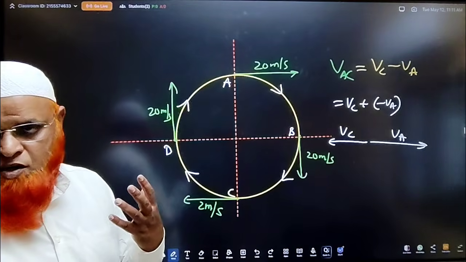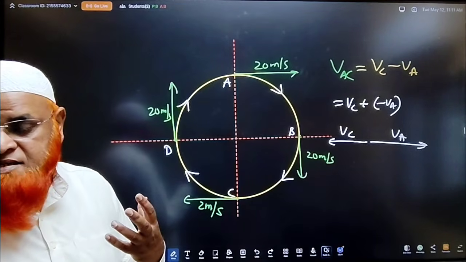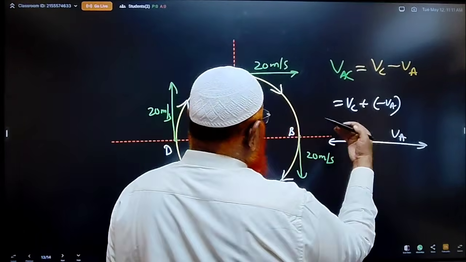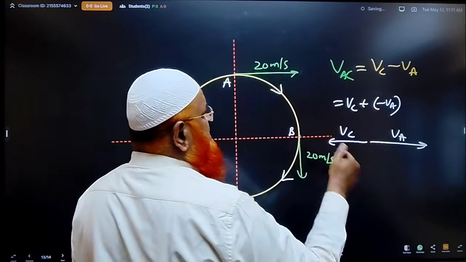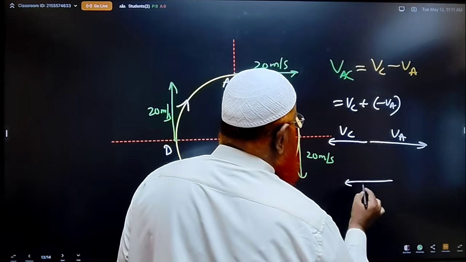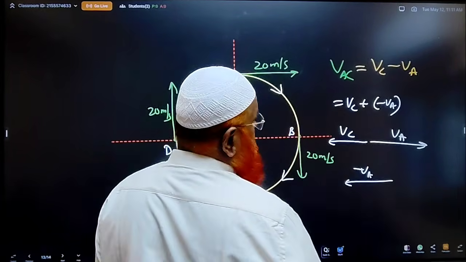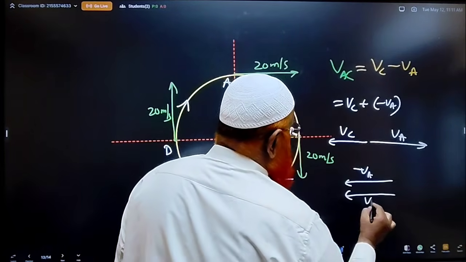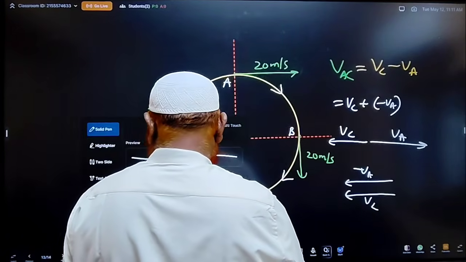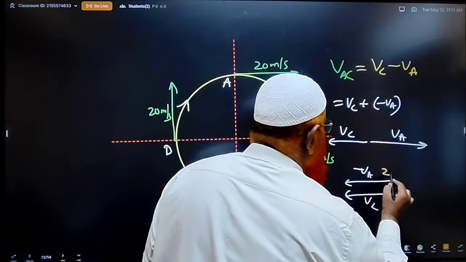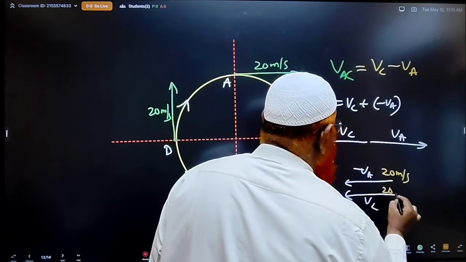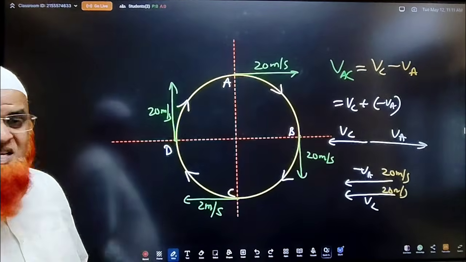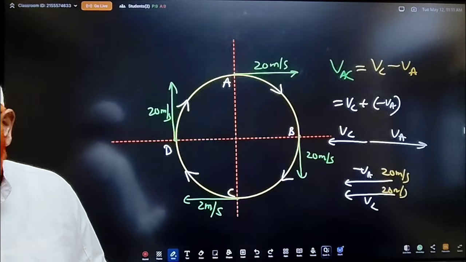Then what is the law, which is called relative velocity? What do I have to do? VA I have to apply in the negative direction. VA will be written in this direction, so minus VA. Plus VA, I have to write minus VA, and VC is already in the same direction. How much is VA? 20 meters per second. And how much is VC? 20 meters per second. Then what is the resultant? Just add them now. 40 meters per second.